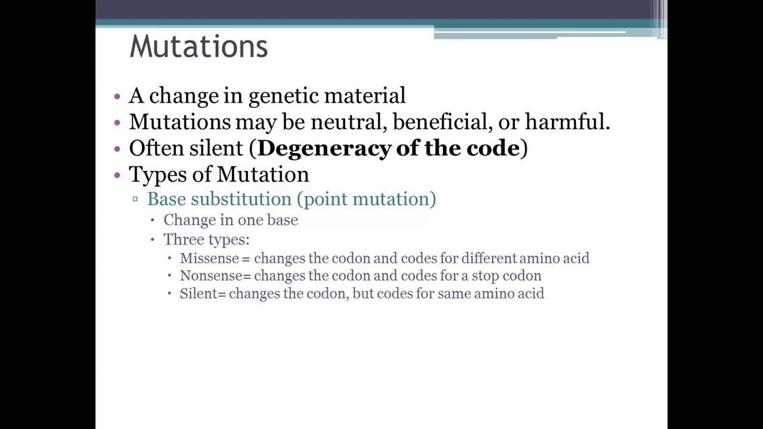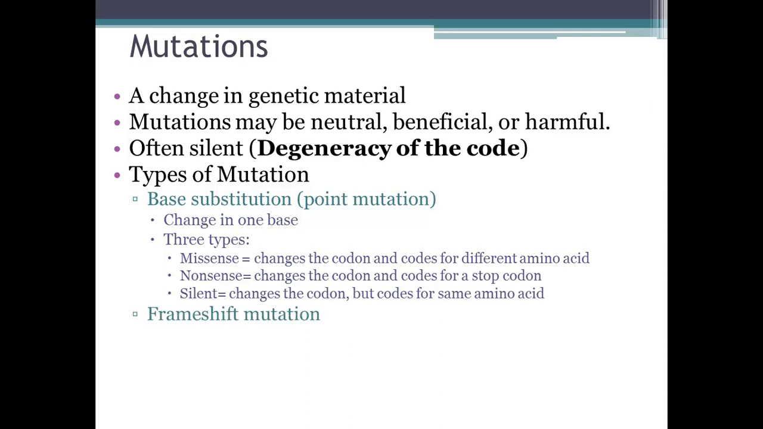Silent mutation causes no change in the activity of the protein. So it changes the codon but codes for the same amino acid. Because the genetic code is degenerate, the resulting new codon may still code for the same amino acid.